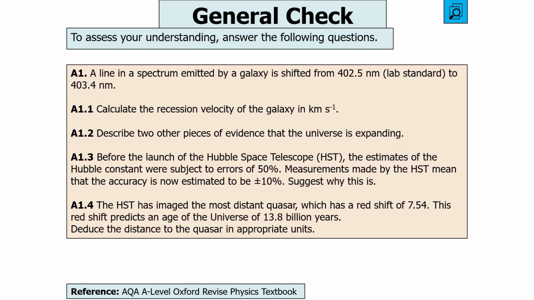The next question says, a line in a spectrum emitted by a galaxy is shifted from 402.5 nanometers, the lab standard, to 403.4 nanometers. Calculate the recession velocity of the galaxy in kilometers per second. Describe 2 of the pieces of evidence that the universe is expanding. Before the launch of the Hubble Space Telescope, the estimates of the Hubble constant were subject to errors of 50%. Measurements made by the HST mean that the accuracy is now estimated to be plus or minus 10%. Suggest why this is. Then the HST has imaged the most distant quasar, which has a redshift of 7.54. This redshift predicts an age of the universe of 13.8 billion years.